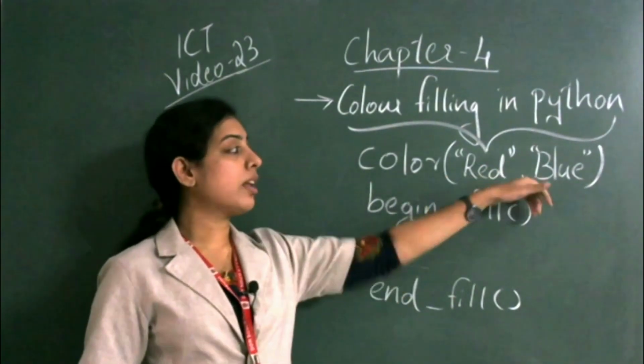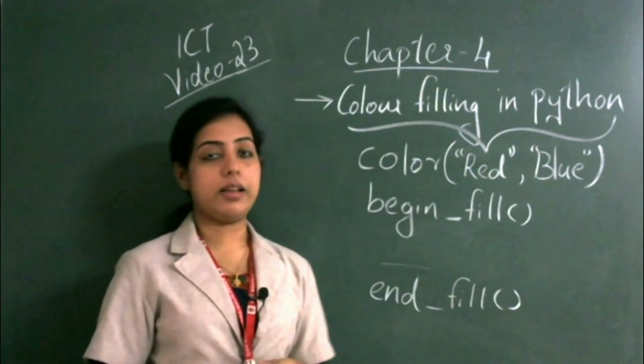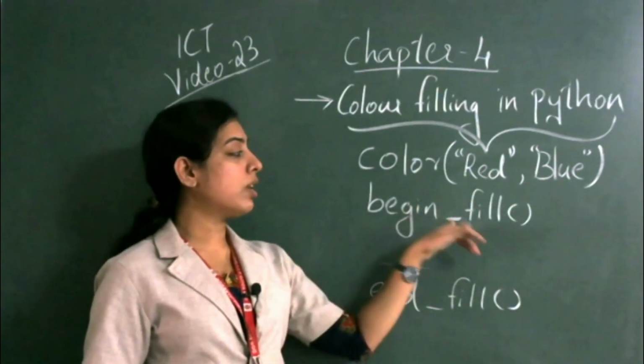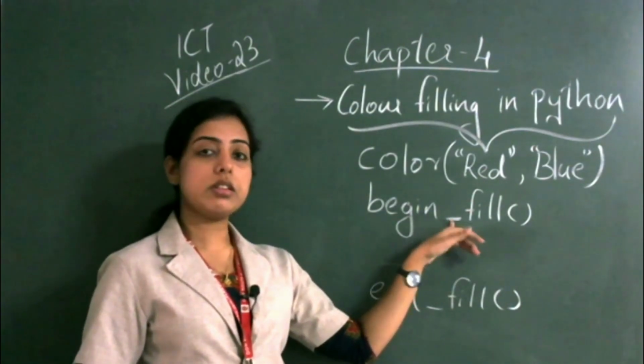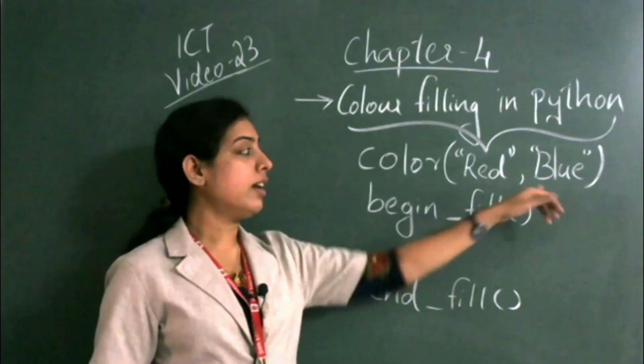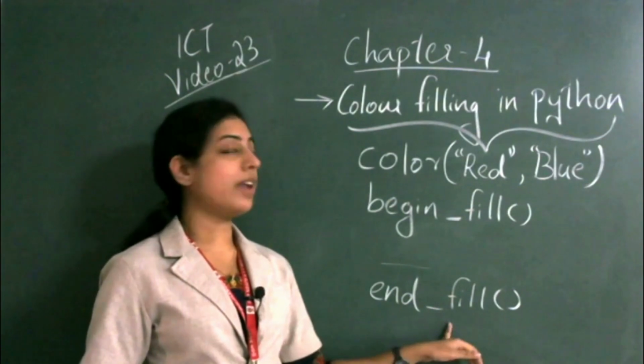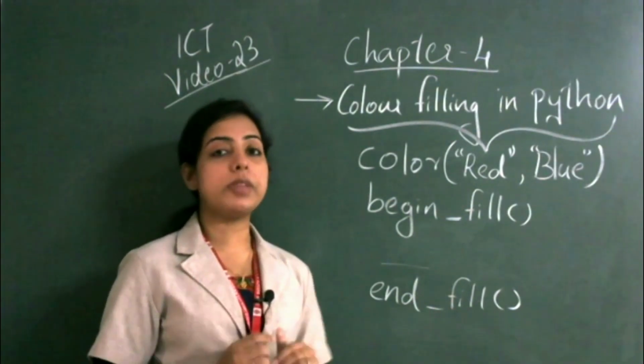These two colors indicate: the first one is the line color, the second color is the fill color. Then the next code is the begin fill option. Whenever the code line reaches here, it starts filling with the color blue. Again, after all instructions, the end fill option stops the filling.